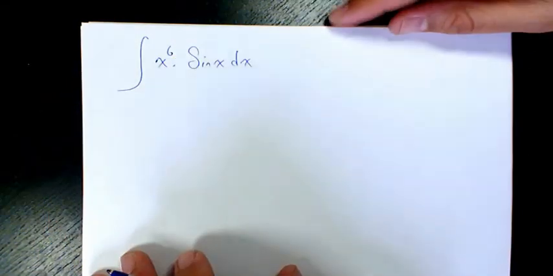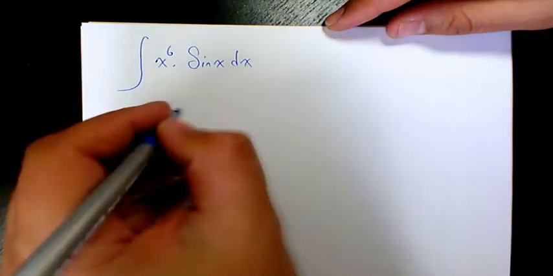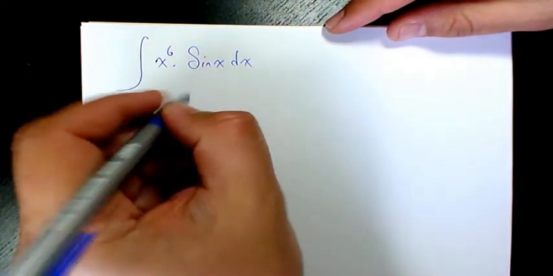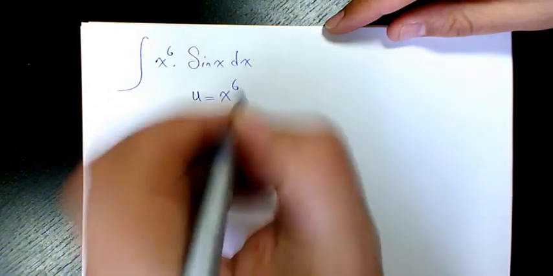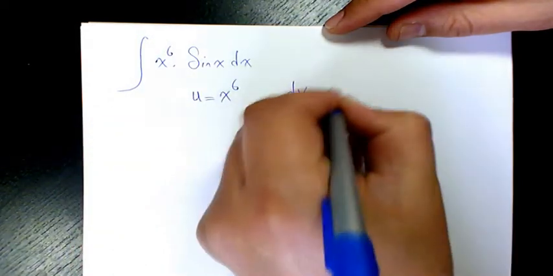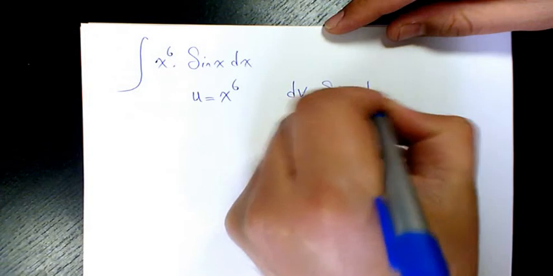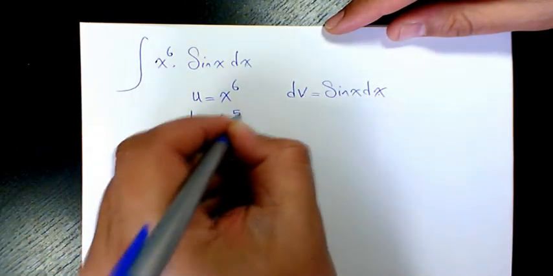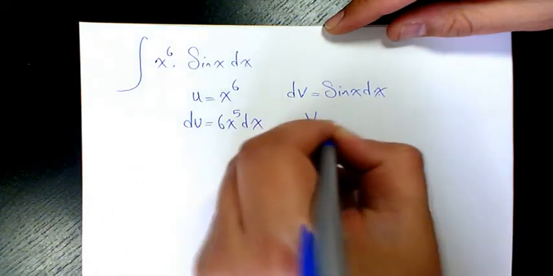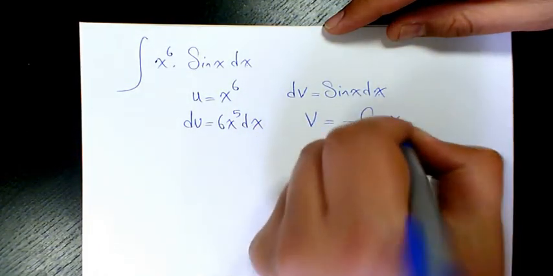Next example. X to the power of 6 times sine x dx. So I'm going to consider u as x to the power of 6 and dv as sine x dx. So du is 6x to the power of 5 dx. V is negative cosine x.